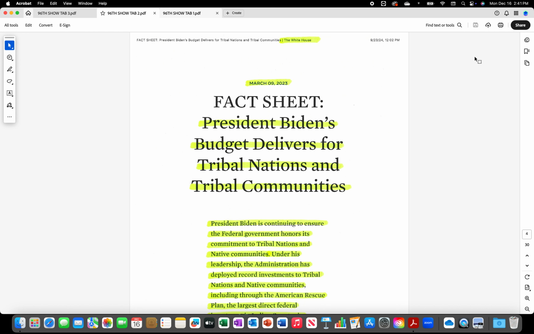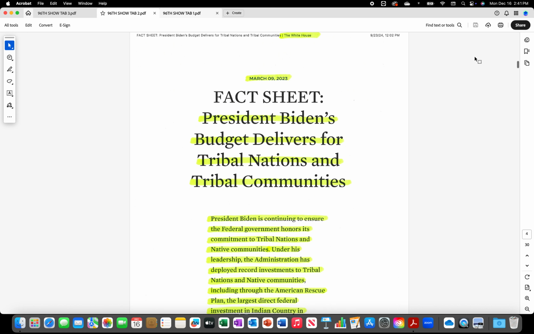This is from the White House. March 9th, 2023. President Biden's budget delivers for tribal nations and tribal communities.